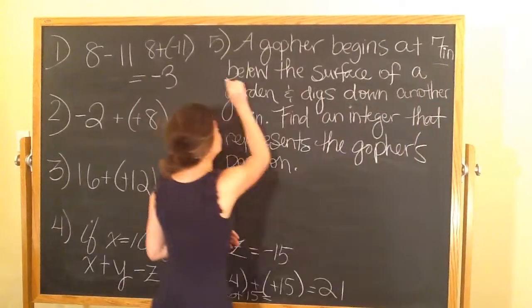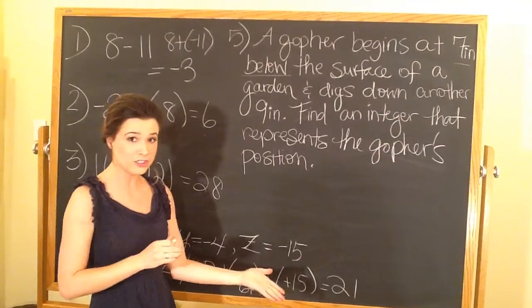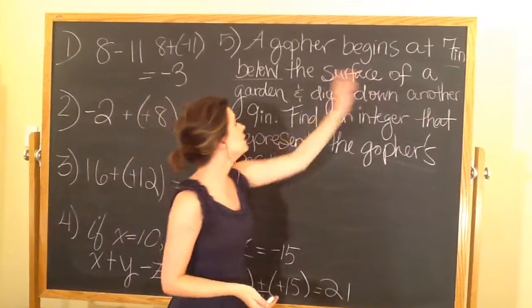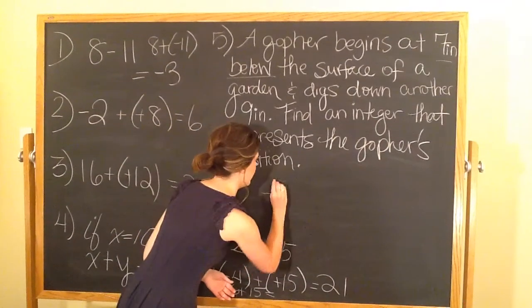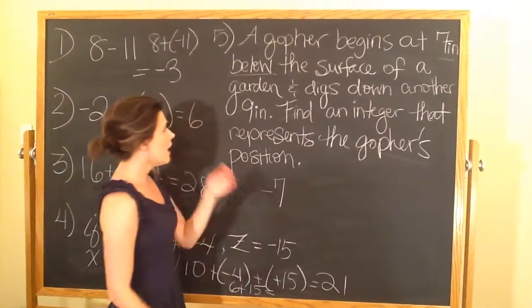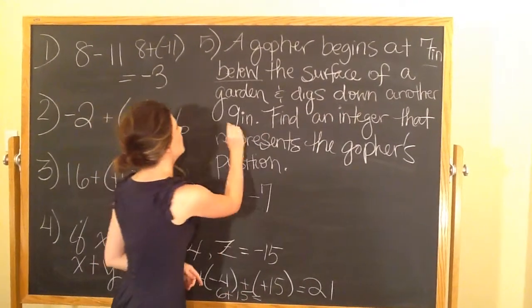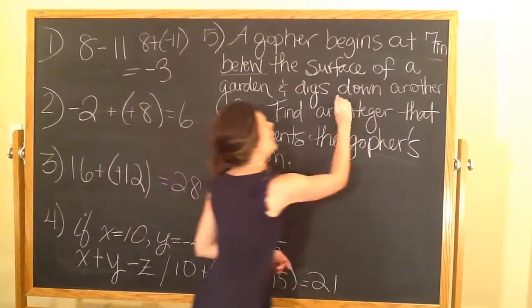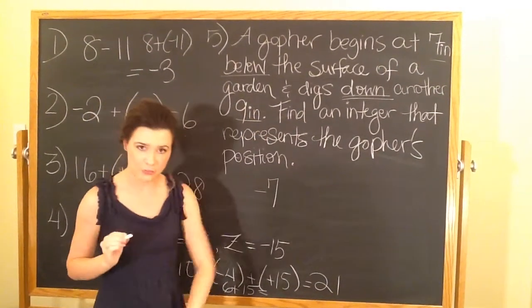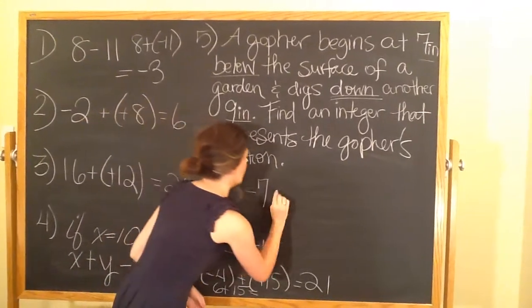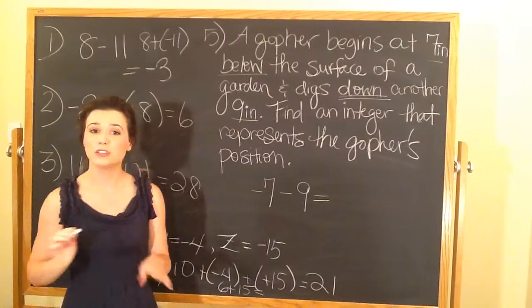Just like in the last lesson when we heard verbal phrases and turned them into integers, we're going to do the same thing for this one. If we have 7 inches below, we know that below is talking about negative. So we're negative 7 inches. And then the gopher digs down another 9 inches. The word down tells us that it's going to be a negative 9 because we're going down further. So minus 9 equals.